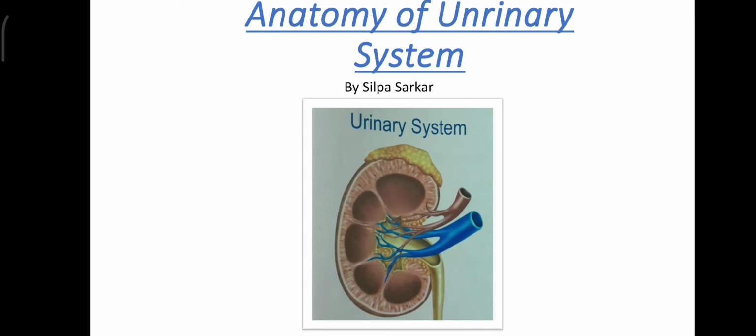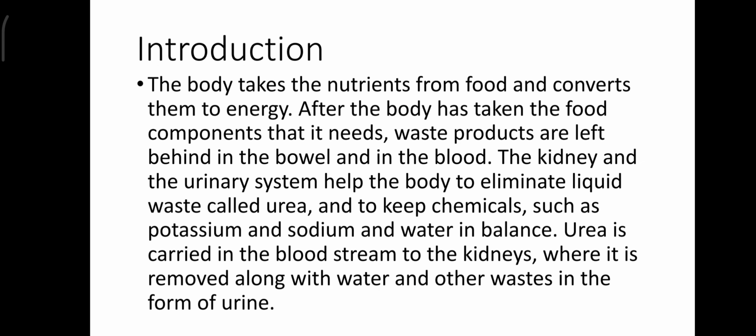In this video, we will learn about the anatomy of the urinary system. Introduction. The body takes the nutrients from food and converts them to energy. After the body has taken the food components that are needed, waste products are left behind in the bowel and in the blood. The kidney and the urinary system help the body to eliminate liquid waste called urea and to keep chemicals such as potassium and sodium and water in balance.